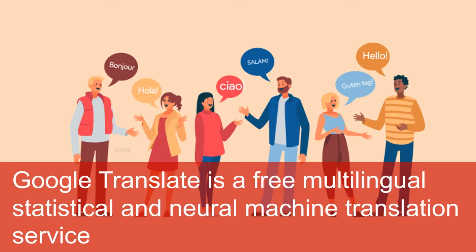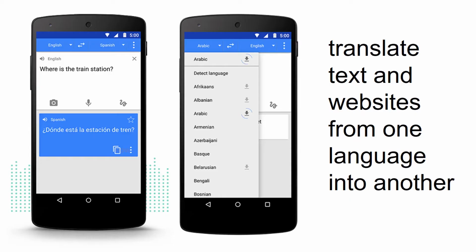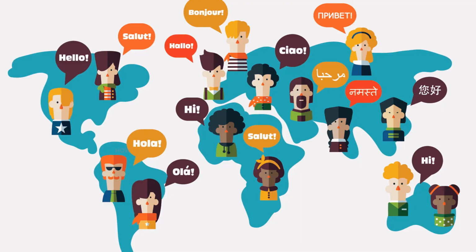What is Google Translate? Google Translate is a free multi-language statistical and neural machine translation service. It translates text and websites from one language to another language. For example, English to Tamil, English to Hindi, Hindi to English, we can translate. Let's see how to do it.